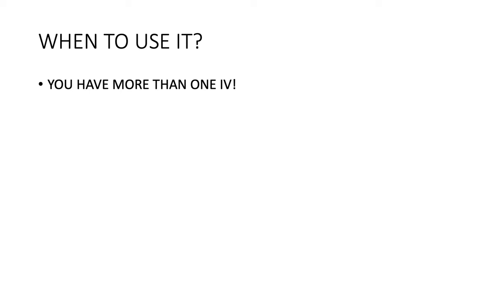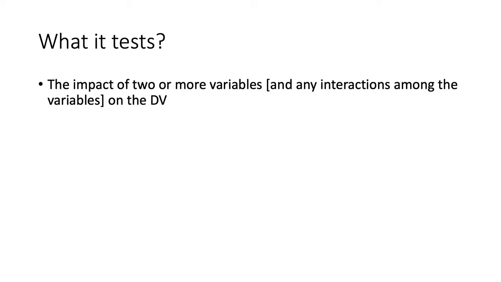Super, super easy decision. What does it test? Well, it tests the impact of two or more variables and any interaction among these variables on the DV. Like a one-way ANOVA, it tests the effect of one independent variable on the dependent variable. But you have two of those, one for each of your independent variables, and then you have a test of the interaction among your two independent variables, which essentially is a test of linear slopes, and I'll explain that in a second.